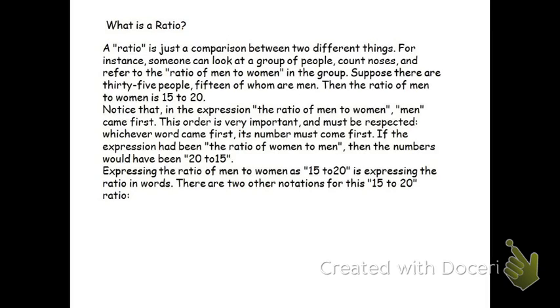They're usually numbers. For instance, if we count people in a group and we look at the ratio of men to women, and we're told there are 35 people, 15 of whom are men, then the ratio of men to women is 15:20. Notice that in the expression "the ratio of men to women," the men part came first, so that's why we wrote the 15 first and the 20 second. That's real important when you're setting up your ratios.